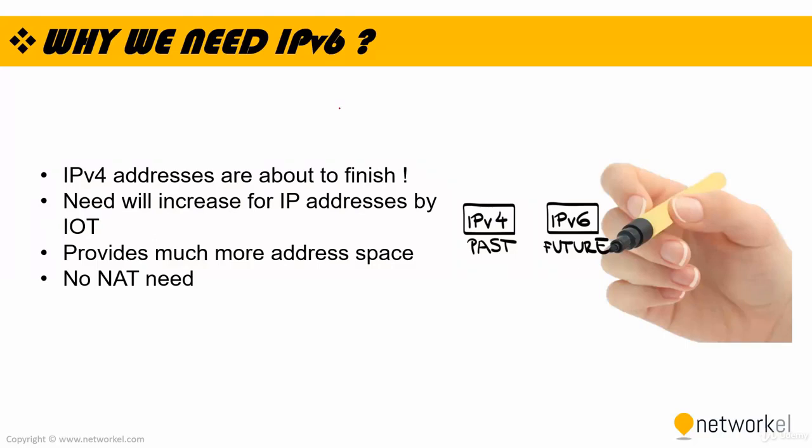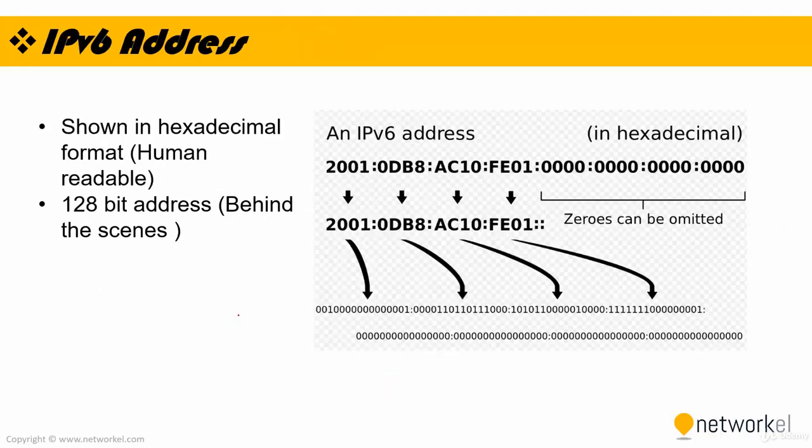And it's time to talk about IP version 6. As we talked about in our previous sections, IPv4 addresses are about to run out, and the need for IP addresses will increase because of IoT, as you know. And IPv6 provides us much more address space. As you remember, it was like undecillion, and we don't need NAT anymore. IP version 6 addresses are shown in hexadecimal format, but they are 128-bit addresses behind the scenes.